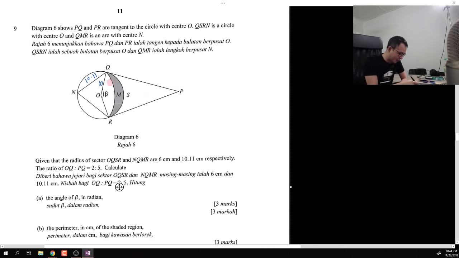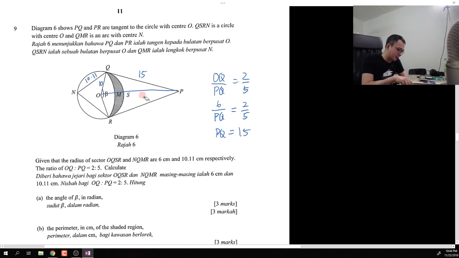Alright, so OQ and PQ. Since we know OQ is 6, I will do OQ over PQ equals 2 over 5. So 6 over PQ equals 2 over 5, and solving this we get the length of PQ, which should be 15. Then normally for this kind of question we need to draw a line in the middle here.